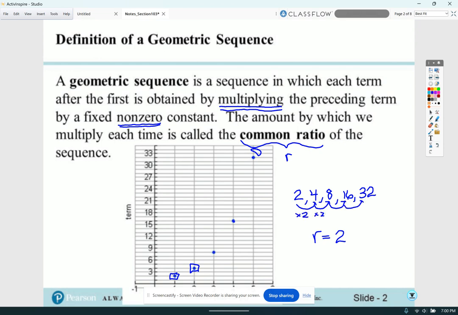Now we call it a common ratio because it's what you get when you divide each term by the previous term. So 4 divided by 2 is 2. 8 divided by 4 is 2, and so on and so on. So that's why it's called a common ratio.